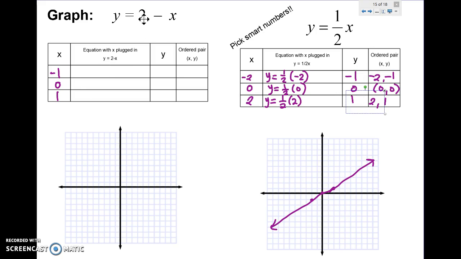Here, it doesn't really matter because I have no fractions to begin with. I could have picked any number. I picked -1, so 2 minus, since there's already a minus, I'm going to put this in parentheses so I don't forget that it's going to become 2 plus 1. So 3. Then 0: 2 minus 0, and then 2 minus 1. So I end up with 2 and 1. And my ordered pairs are -1, 3, 0, 2, and 1, 1. And then I graph.